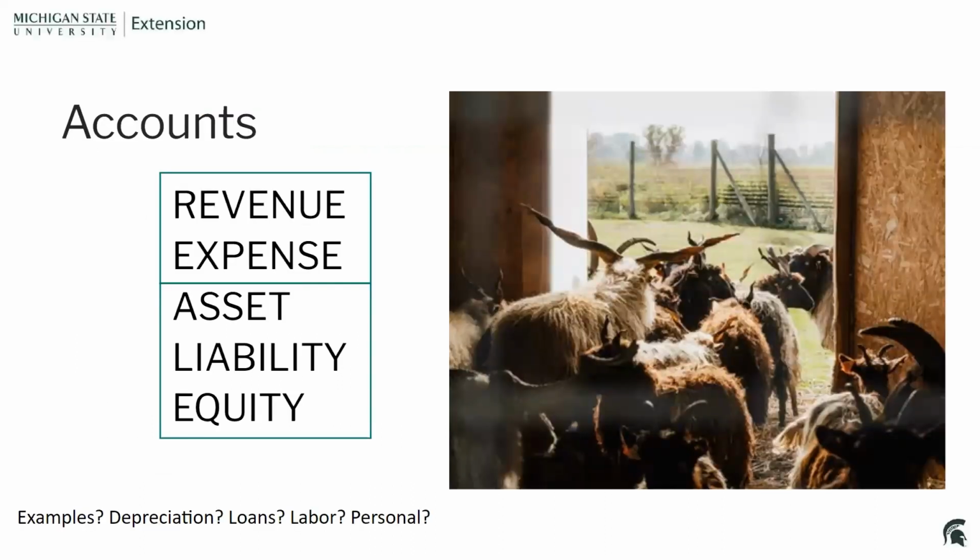So a little more into accounts. Accounts are basically boxes or categories that we're going to put things into. And there's 5 types of accounts: expense and revenue, and asset, liability, and equity. Expense and revenue are the ones that we're most familiar with. What are some examples of revenue accounts in your farms? Where does your revenue come from?